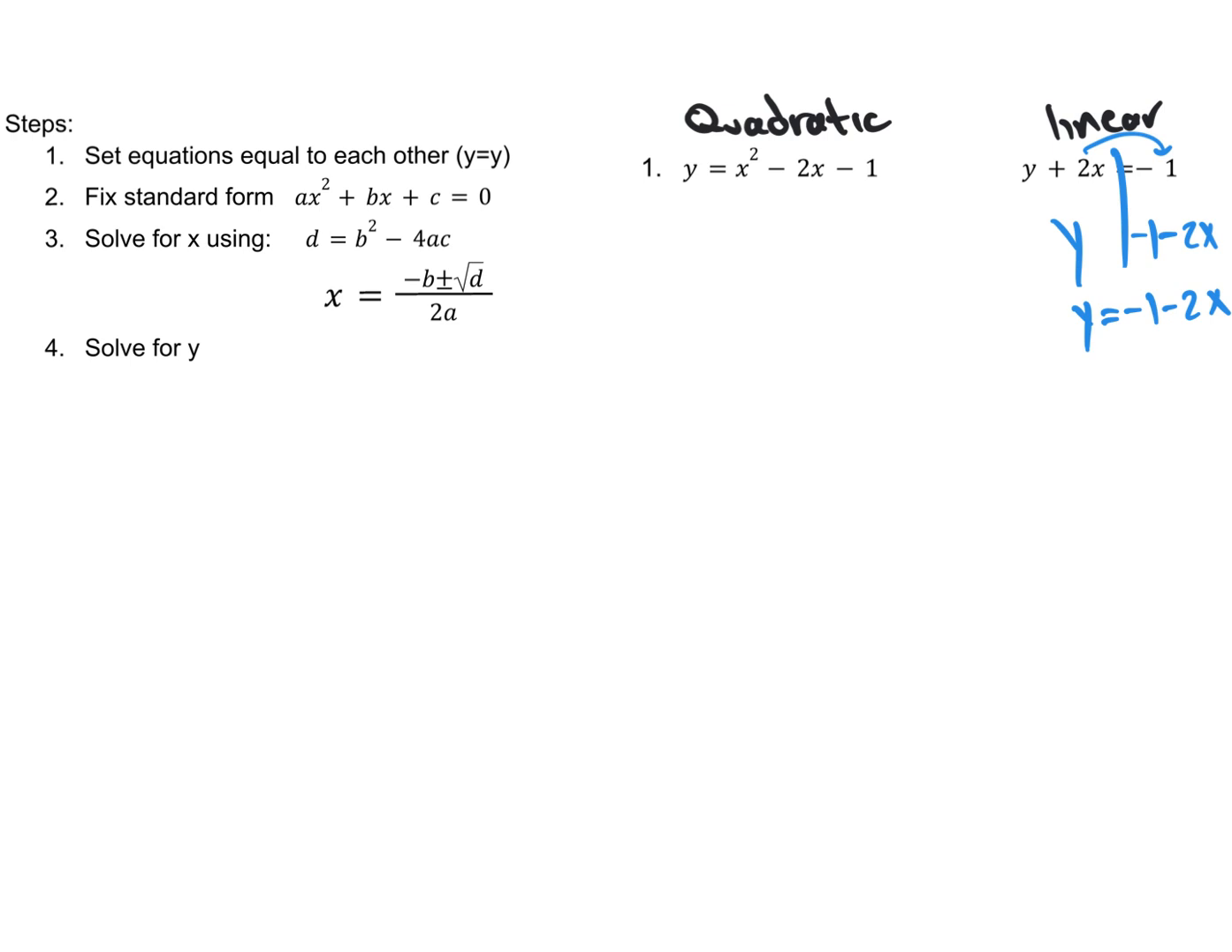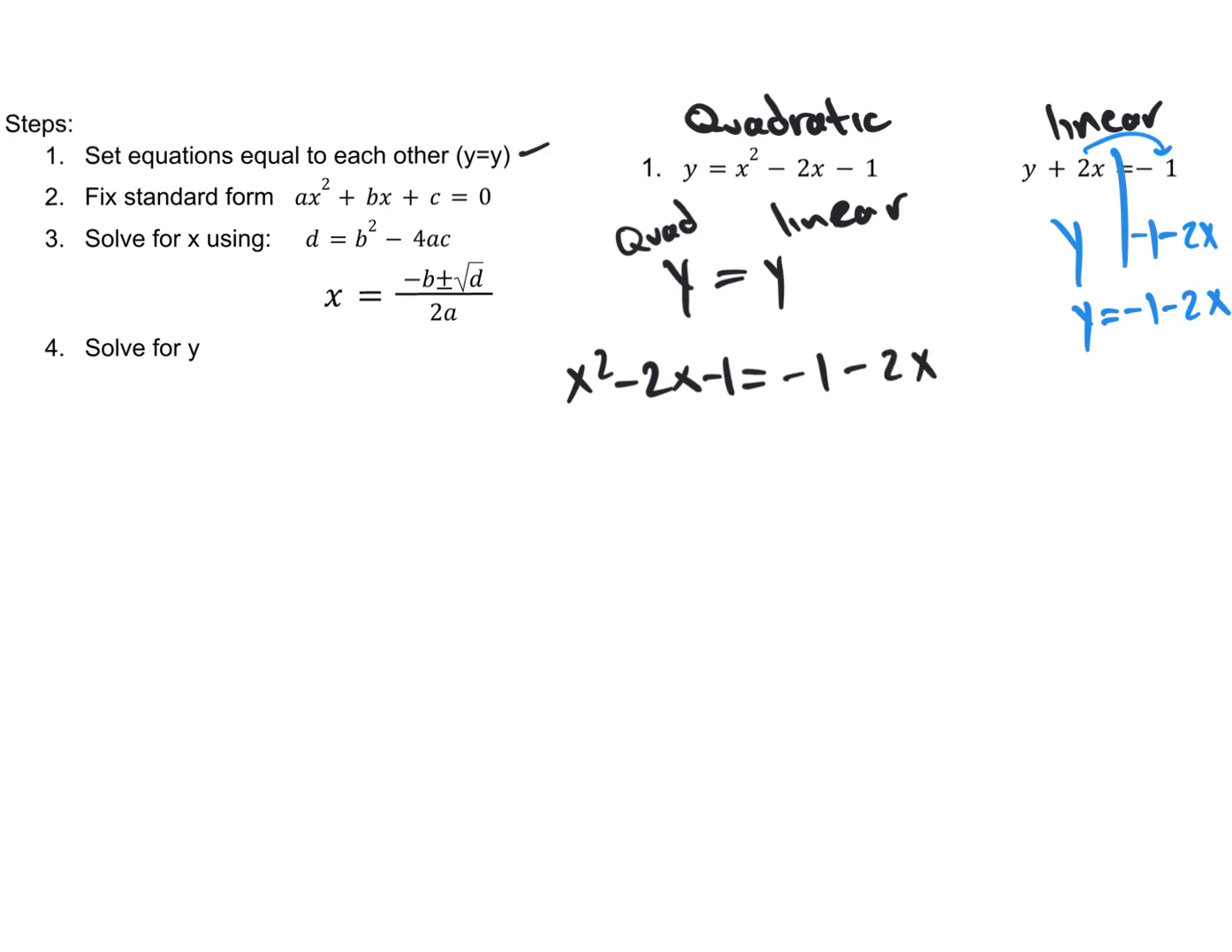So when we say y equal to y, we mean quadratic equal to linear, where the quadratic is x squared minus 2x minus 1, and the linear is -1 minus 2x. So that step is done.